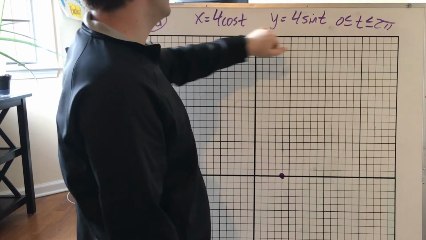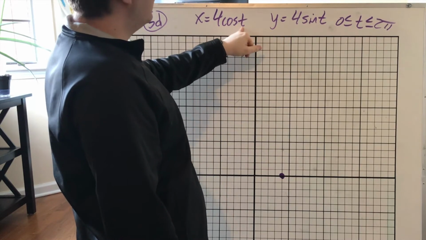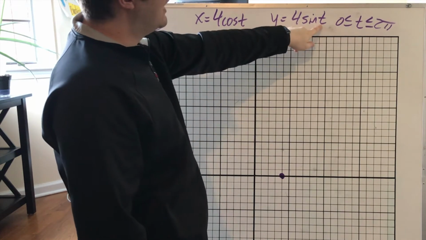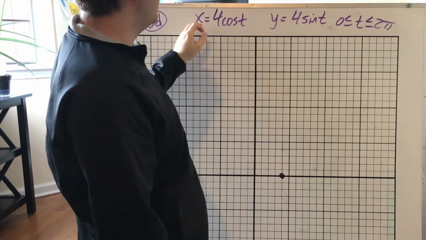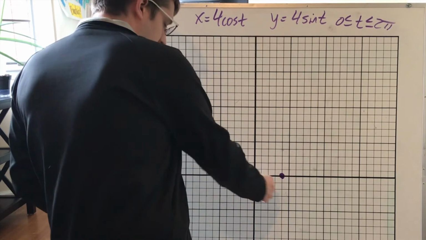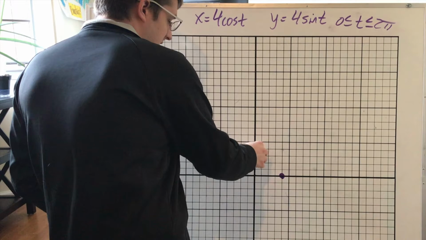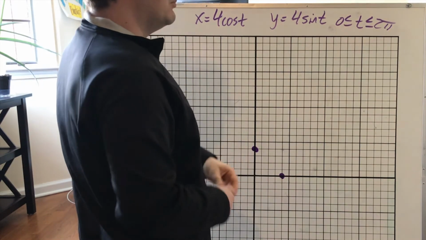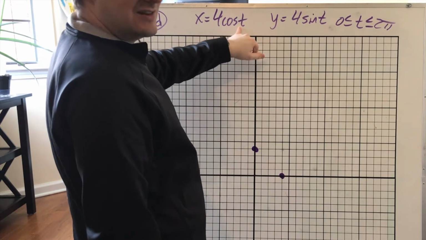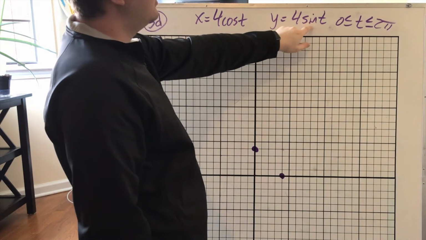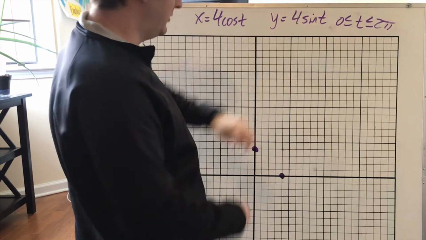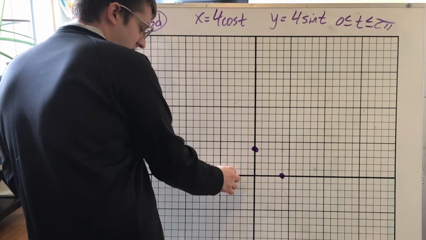So if I do pi over 2 next, I'll have cosine of pi over 2 is 0, and sine of pi over 2 is 1, so I'm going to have the point 0, comma 4, which is right here. And let's plug in pi next. So cosine of pi is -1, so this will be -4. Sine of pi is 0, so this will be 0, so I'm going to be way over here at -4.